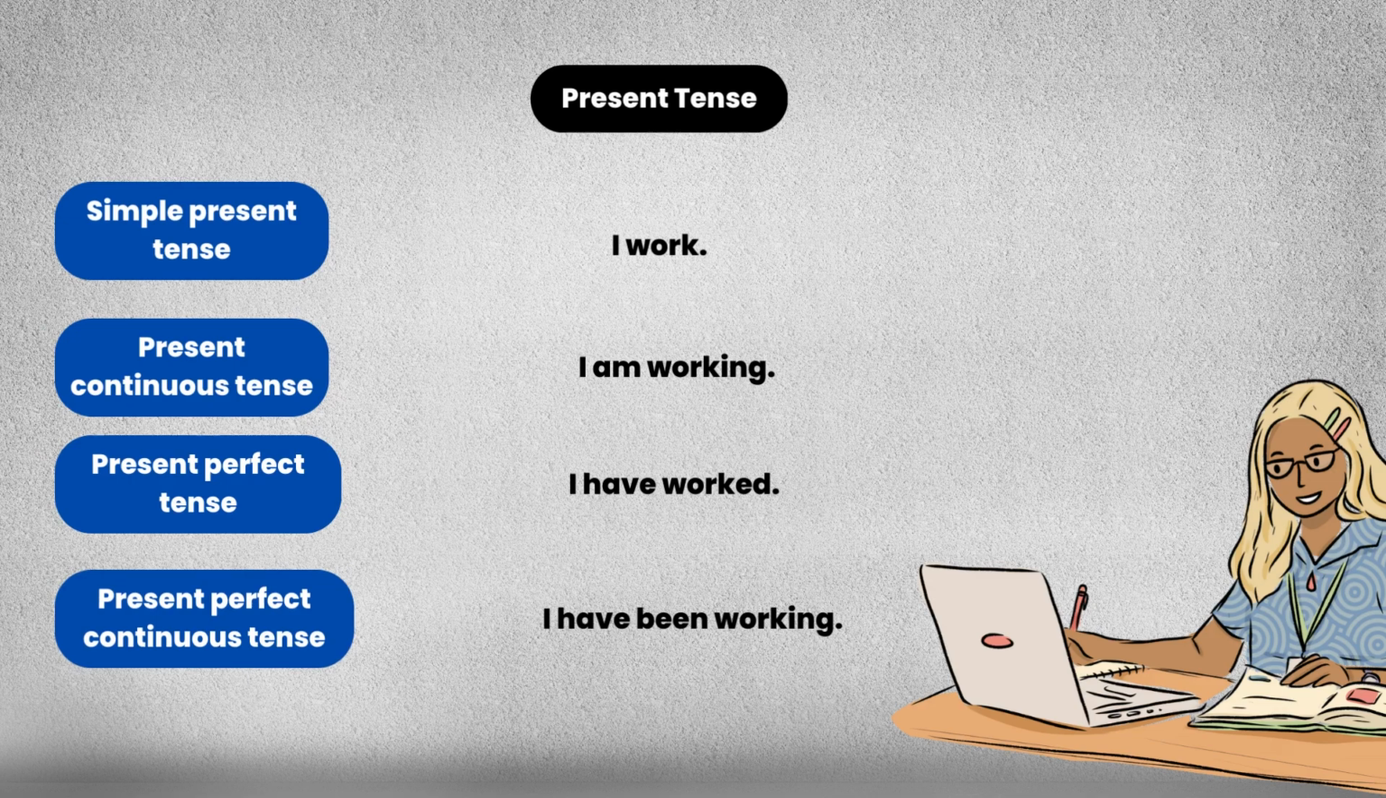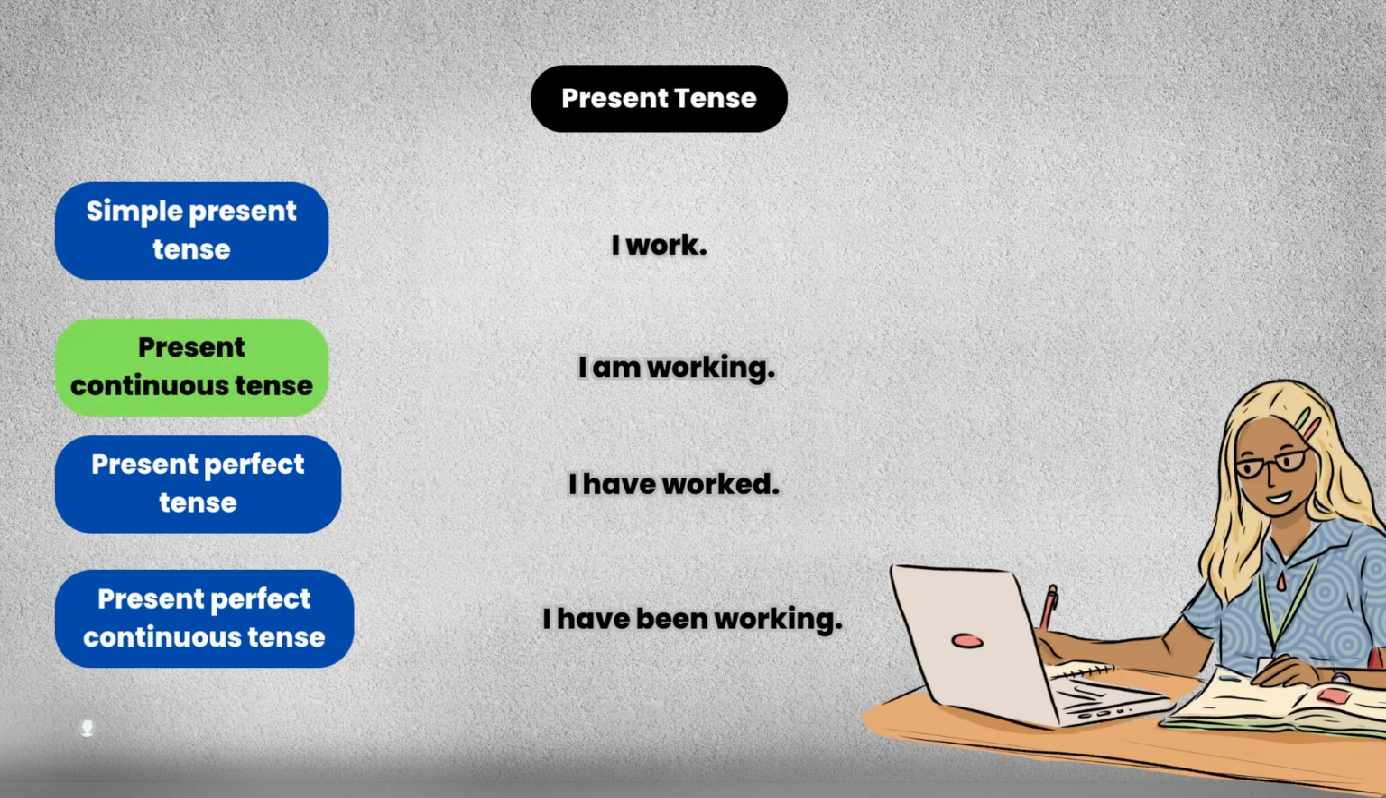Present tense is further divided into four categories: simple present tense, present continuous tense, present perfect tense, and present perfect continuous tense. You can also have a look at the sentences in all these cases. In simple present tense, it is I work, and it changes to I am working in present continuous tense. In present perfect tense, it will be I have worked. In present perfect continuous tense, I have been working.